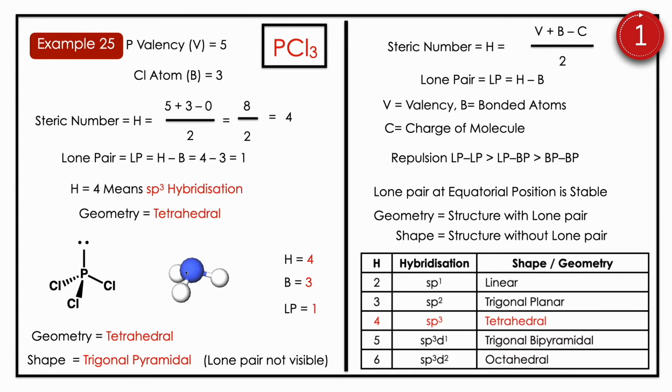So H4 means sp3 hybridization. Geometry is expected to be tetrahedral, but you have one lone pair in the system. Lone pair is not visible, so structure will be like a pyramid. Chlorine occupies the bottom of the pyramid. Phosphorus goes out of the plane and will be the top of the pyramid. Lone pair is not visible. So shape of PCl3 is trigonal pyramidal.